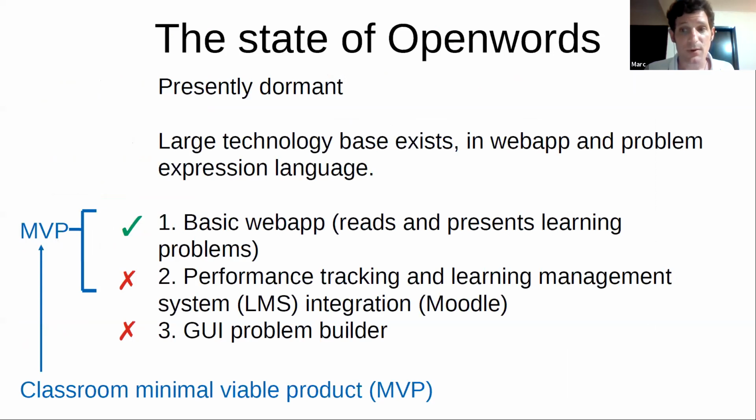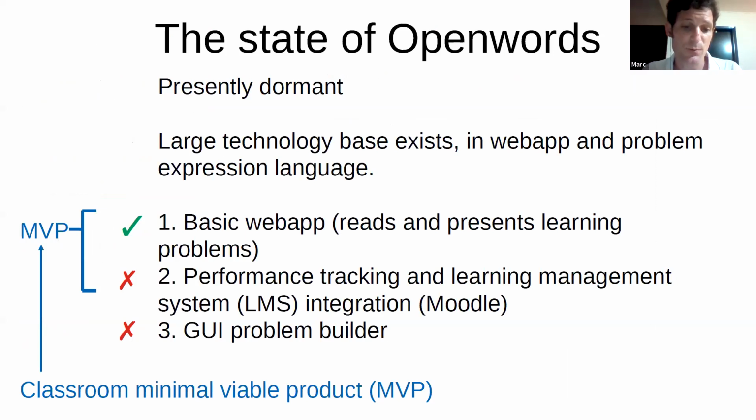So let's talk about the state of Openwords. It is presently dormant, but a large technology base exists. So that's in the bottom half of this slide I already showed you. It is in the web app and in the problem expression language. So we have the basic web application, which reads and presents learning problems. But we need to build the performance tracking and learning management system.